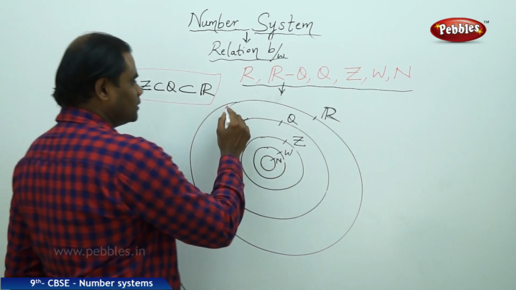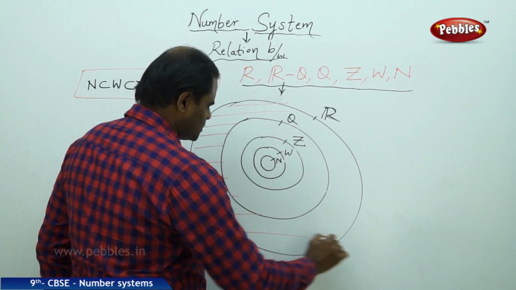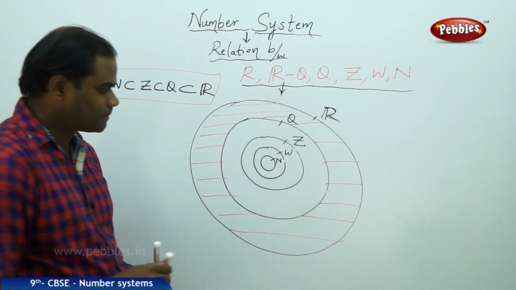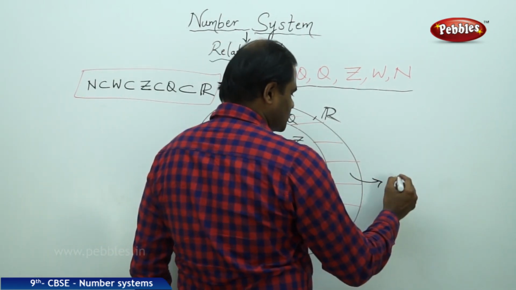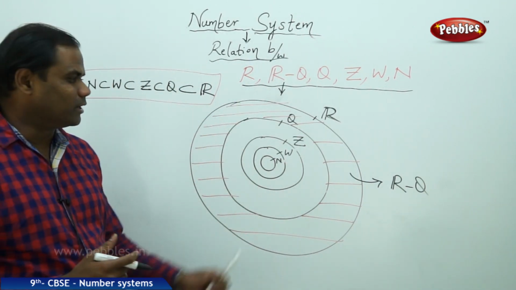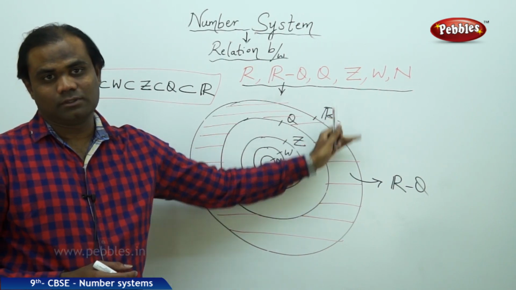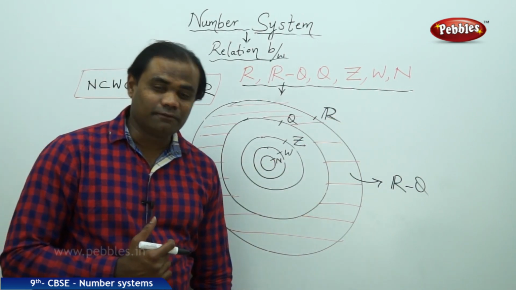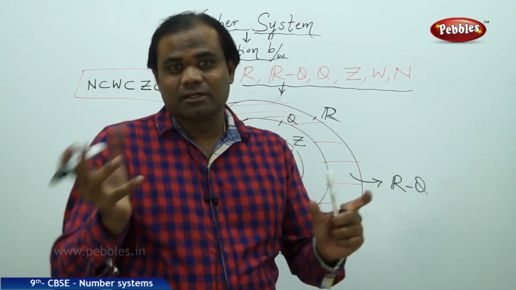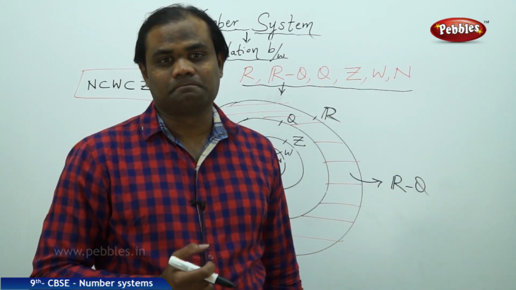And more importantly, this region between the rational numbers and the real numbers is the irrational numbers, which is represented here. So this region represents all the irrational numbers which lie between the rational and real, and that is how we understand the different sets of numbers in mathematics, which are interlinked to each other through this Venn diagrammatic representation.